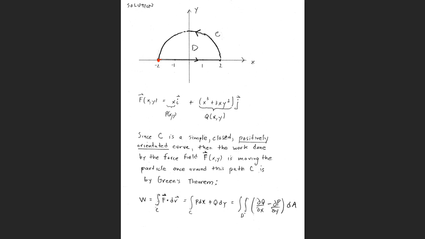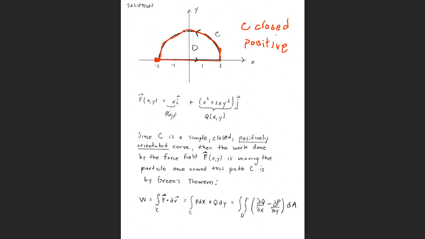Okay, and then we go from (-2, 0) to (2, 0). And then we go along that semicircle with radius 2. And that gets us back at our starting point. So our curve C is closed and positive orientation.